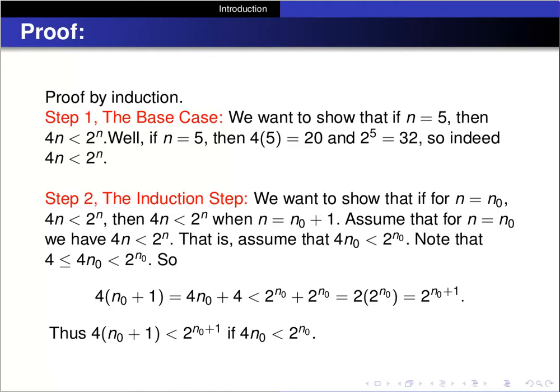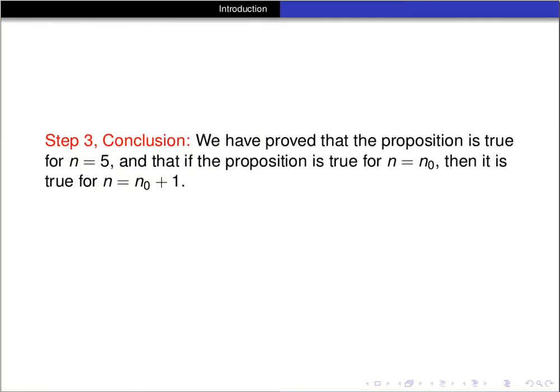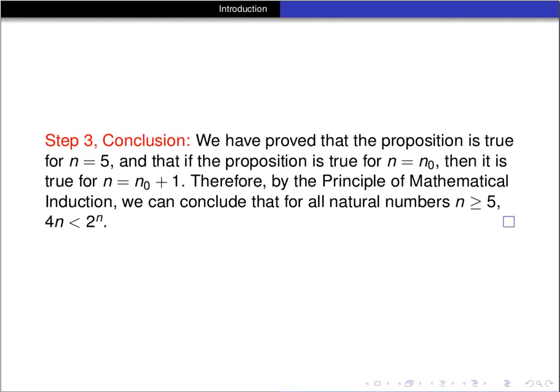Okay, so we've proved that the statement is true for n₀ + 1 if the statement is true for n₀. That's exactly what we had to do to prove the induction step. So we've proved the proposition is true for n = 5, and we've proved that if the proposition is true for n = n₀, then it's true for n = n₀ + 1. Therefore, by the principle of mathematical induction, we can conclude that for all natural numbers n greater than or equal to 5, 4n is less than 2ⁿ.